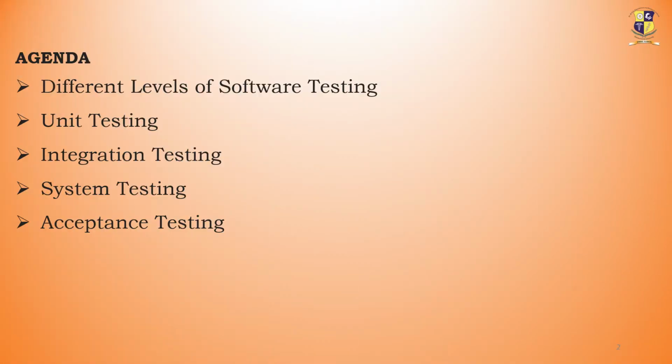So today's agenda is about the important levels of software testing. What are the levels of software testing? In my previous video lecture I explained what software testing is, and I also gave some real-time examples. Today we are going to see the different levels of software testing. There are 4 levels: unit testing, integration testing, system testing, and acceptance testing. All these 4 kinds of testing we are going to see today.